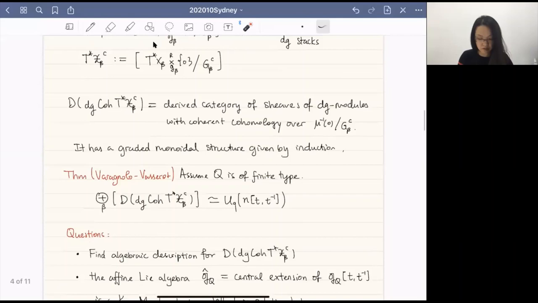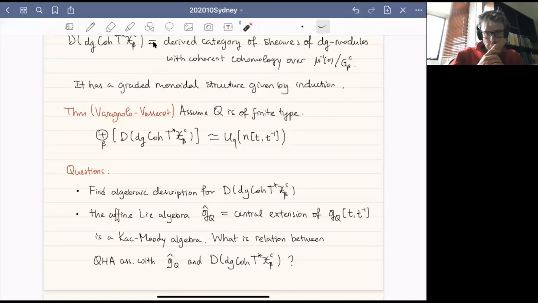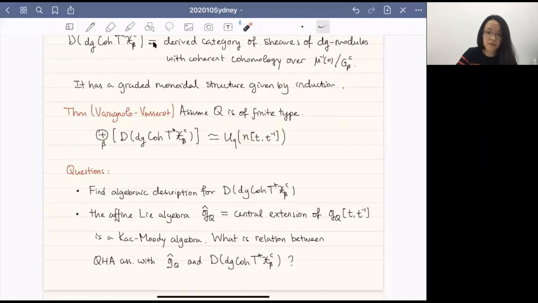And so there's a theorem of Varagnolo-Vasserot, which is being written down, that if Q is a quiver of finite type, which means just an ADE type quiver, then the Grothendieck group of these derived categories of DG modules, when you put all the β together, equipped with this monoidal structure, is isomorphic to the quantum group of the loop algebra of this positive part of the algebra. In other words, if Q is of finite type, then g_Q will be type ADE, and as before N is the positive half of this g_Q, but you consider the algebra which is the loop extension of this algebra.